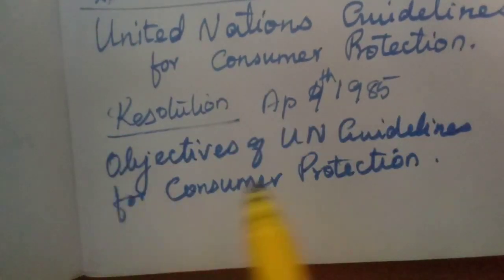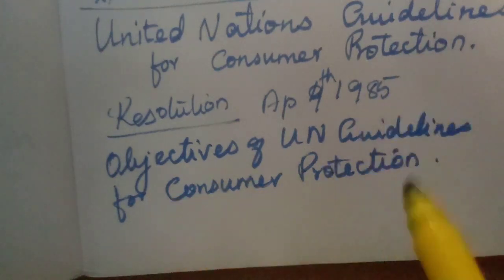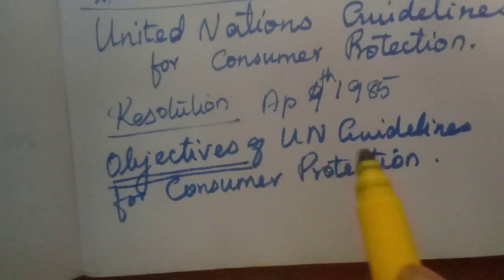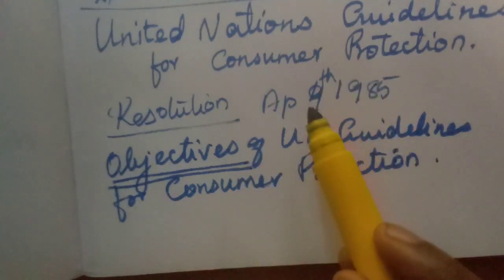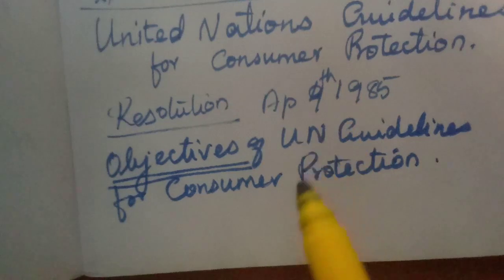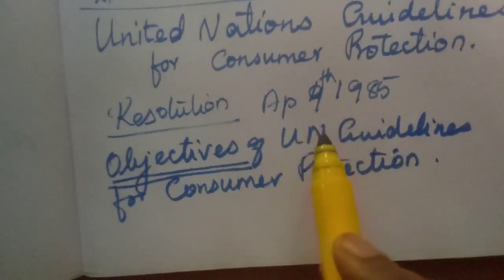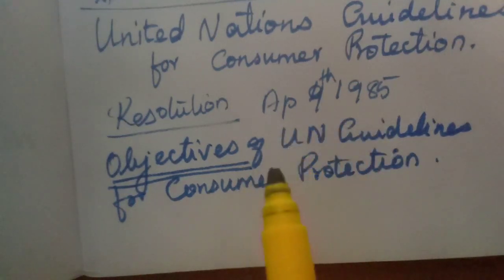So, the objectives of the UN guidelines for consumer protection. Why has the UN given some guidelines for its member countries? The main objective is to assist the member countries in order to maintain adequate protection for their consumers. They have to maintain adequate protection for their people. The country people's protection must be there. That is the main objective.